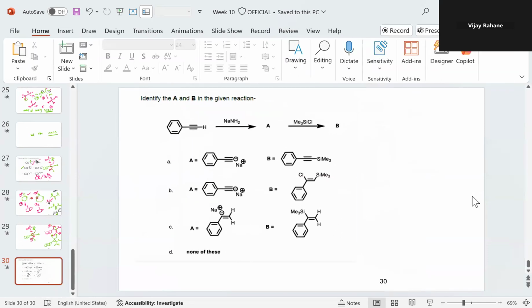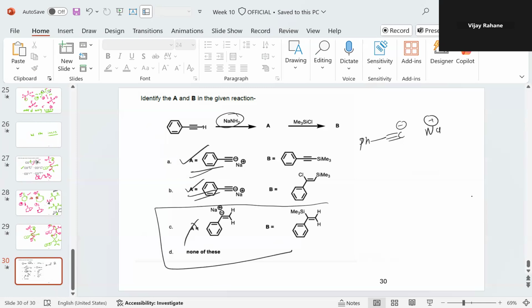Right. So in this question, if you look at the most acidic proton with NaNH2, obviously this proton will be abstracted and the acetylide will be formed in step 1. So this is C negative and Na positive. Then an SN2 type addition will happen, and Cl leaves from Me3SiCl. Up to here it is correct.